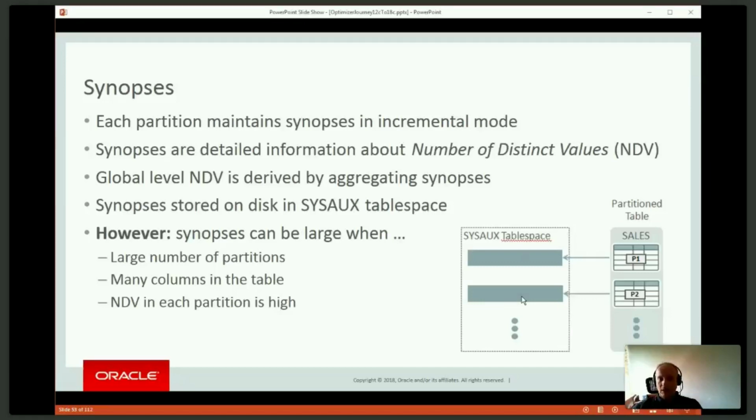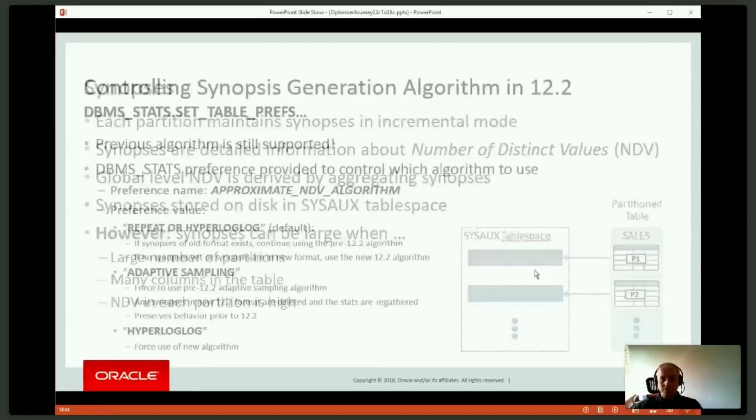And also, of course, it's not necessarily the space that's an issue, but if you have a lot of partition maintenance operations, we of course have to manage that data as well. So that can add an overhead. If you have a large number of partition maintenance operations, you can generate quite a large overhead in maintaining synopses. So that's something we wanted to address in 12c release 2, to make the management of these synopses faster and, in fact, the space they occupy lower.